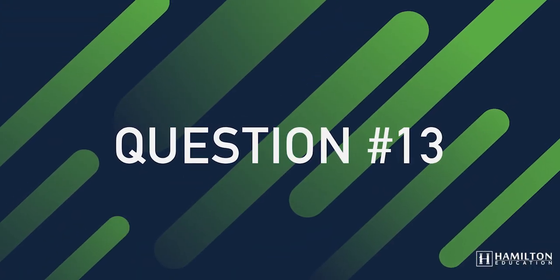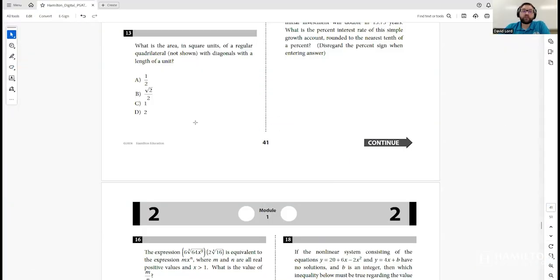Question 13. What is the area in square units of a regular quadrilateral, not shown, with diagonals with a length of 1 unit? So a regular quadrilateral is also known as a square. And the diagonal has a length of 1 unit. Well, this is going to be your favorite triangle, 45, 45, 90. And we know that this is S and S, and we can do the Pythagorean theorem to find what S is.